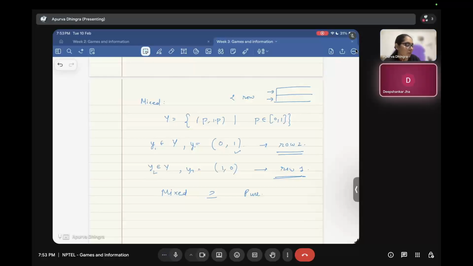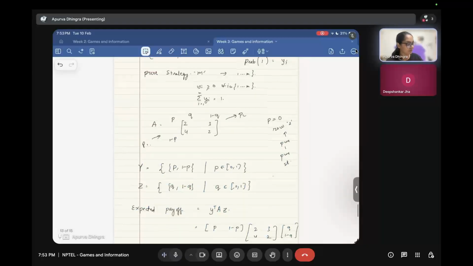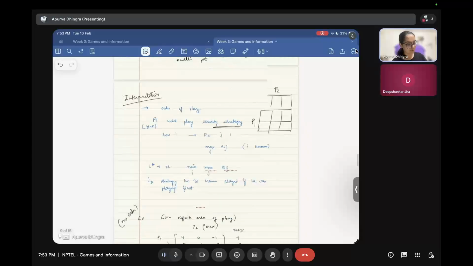Got it? Okay. So with this I've covered most of the things that I wanted to cover. So I'll just take a quick summary. If you have any doubts, you can ask.